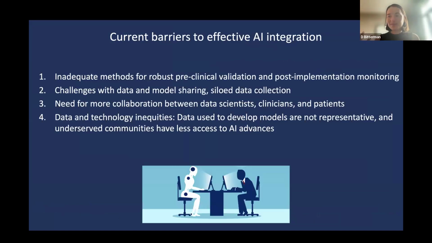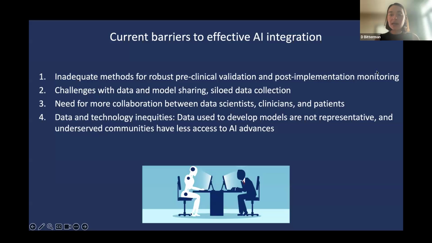And so, finishing on some barriers to effective AI integration. We right now do not have adequate methods for robust preclinical validation and post-implementation at scale. And this is the biggest barrier to clinical translation, in my view. There remain challenges with data and model sharing and siloed data collection. And collaboration between data scientists, clinicians, and patients is really going to be essential to moving this field forward.